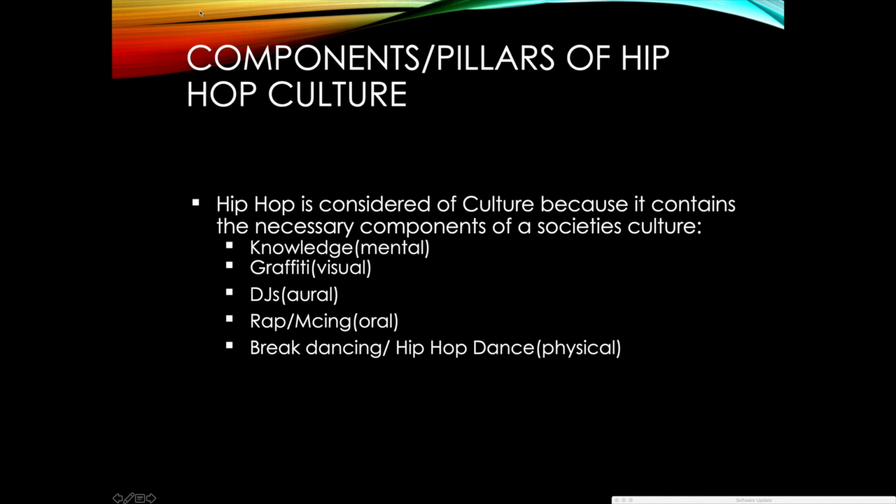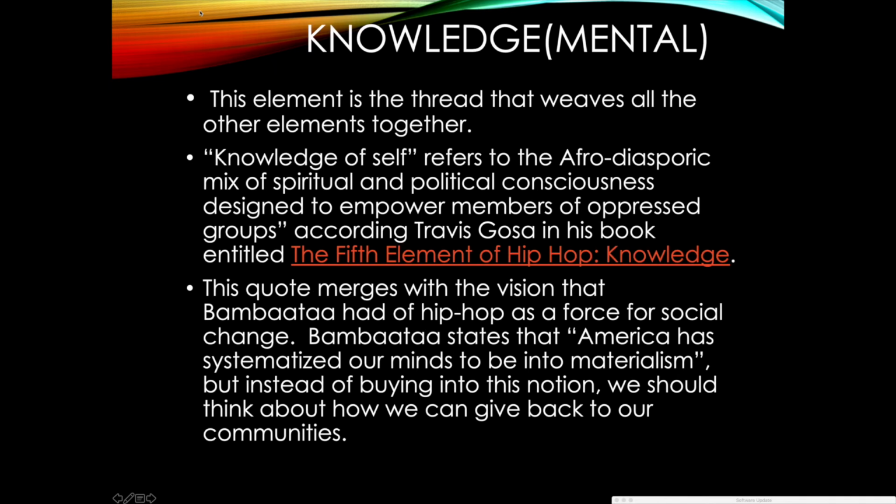I am going to read these bullet points because that's the best way to do this. Knowledge of self refers to the Afro-diasporic mix of spiritual and political consciousness designed to empower members of oppressed groups, according to Travis Gosa. So I listed that piece of information with the name of the book there because we want to make sure that we are always giving people credit for the work that they do. Otherwise, it's appropriation, it's plagiarism, and it's things like that. So I want you to know that I am demonstrating the things that I would like you to also do.